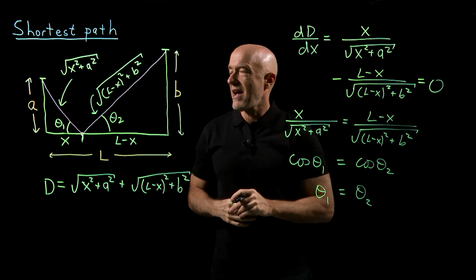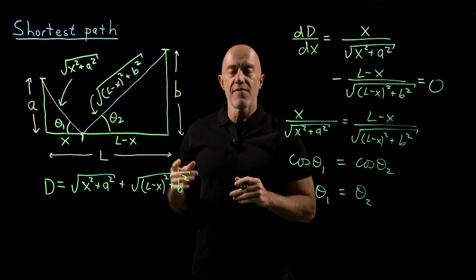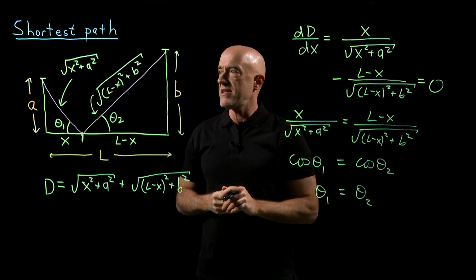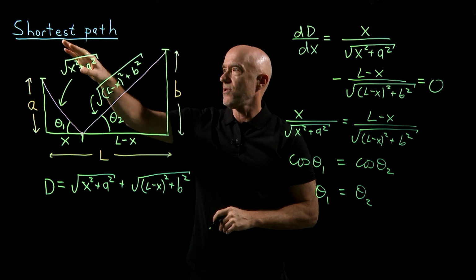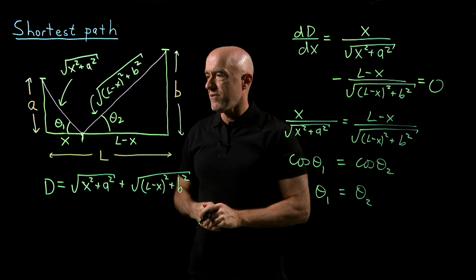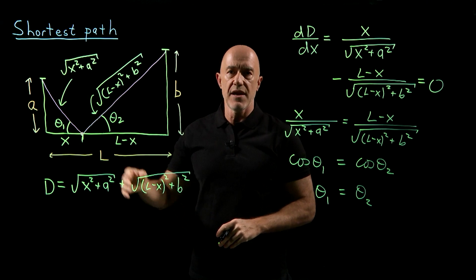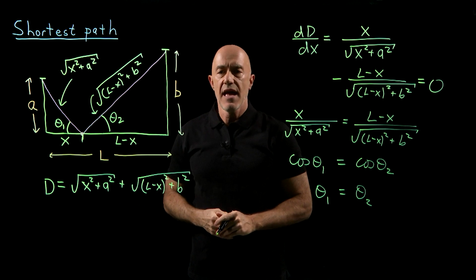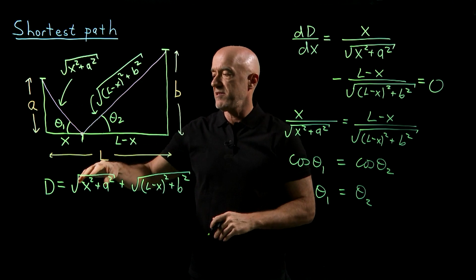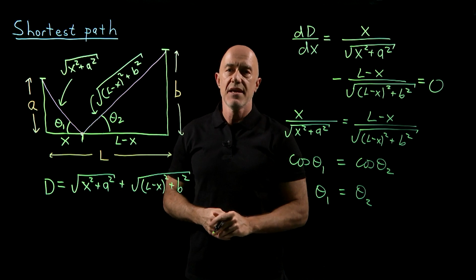Let me summarize. This is an old problem, but a very interesting application of the calculus. It's called the shortest path problem. It's a minimization problem. We find a distance with respect to one variable. Here I call it x. And then we minimize the distance by taking the derivative of capital D with respect to x and set it equal to 0.